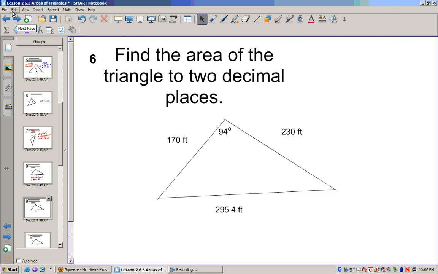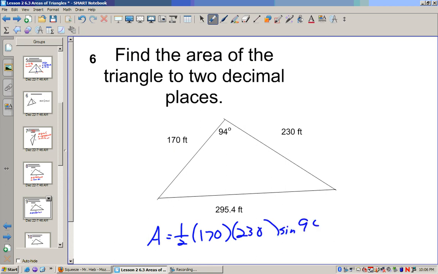All right, if we want to find the area of this one, pause the video and see if you can do it on your own. All right, 1/2 170 times 230 times the sine of 94.